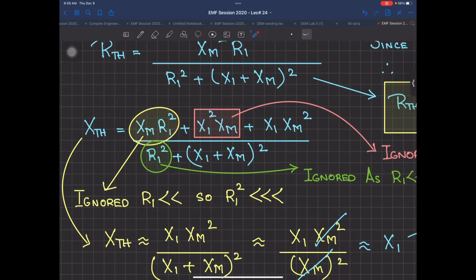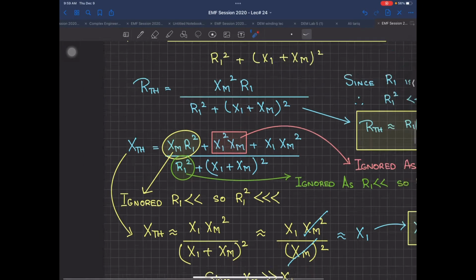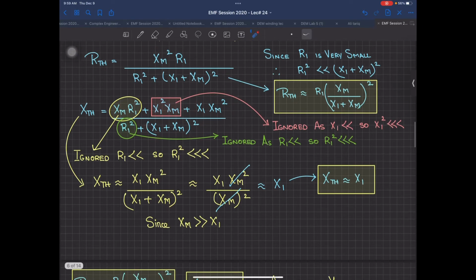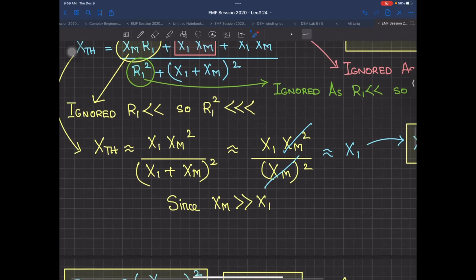Next term, x1 square xm. Again x1 is a very small quantity, square it, it's again going to be small. So this term and this term, they are ignored actually. This one and this one, they are ignored over here. So what I have now, x1 xm square in the numerator, x1 plus xm in the denominator. Here again, last approximation, which I am not personally agreed on, but still anyway, they have done it, that x1 plus xm is approximately equal to xm.